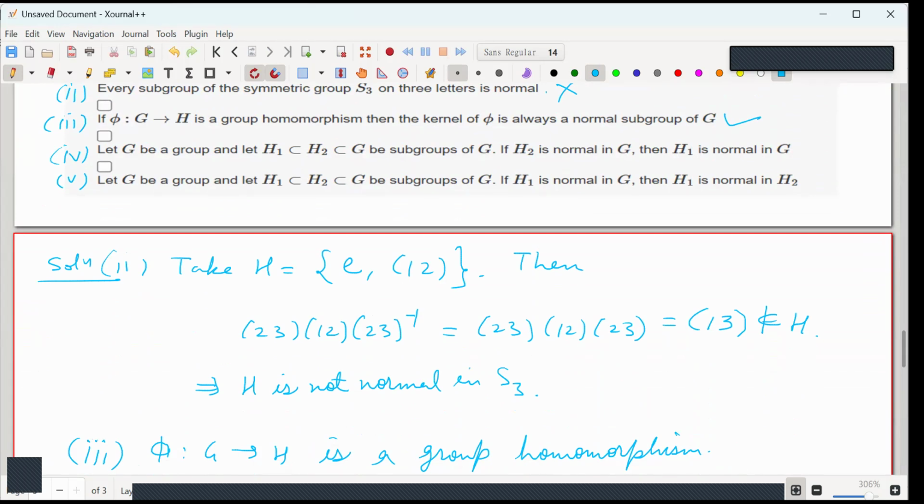This is not true, sir. Why? I forgot the counterexample, but I think I can. Okay, so here you just think about the counterexample. If you don't get it, then you ask me in the next class. Okay, sir.